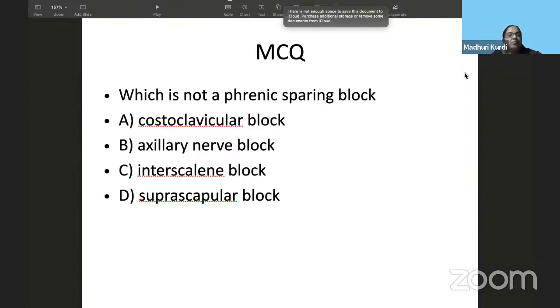Yes, okay, ma'am. First MCQ: which is not a phrenic sparing block? A is costoclavicular block, B is axillary nerve block, C interscalene block, D suprascapular block. Which of them is not a phrenic nerve sparing block?